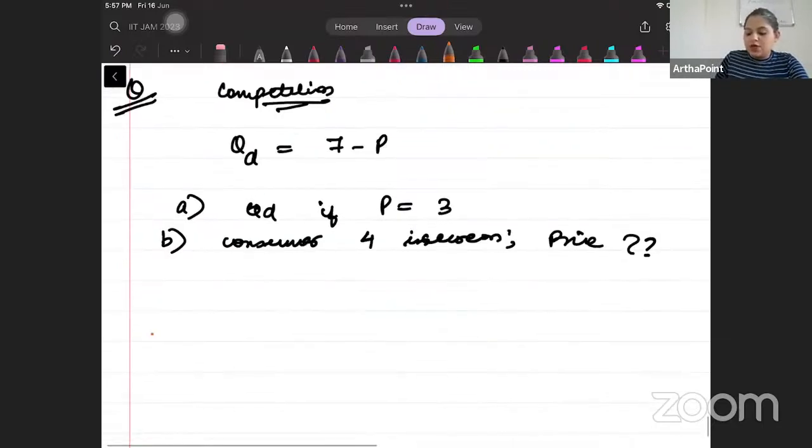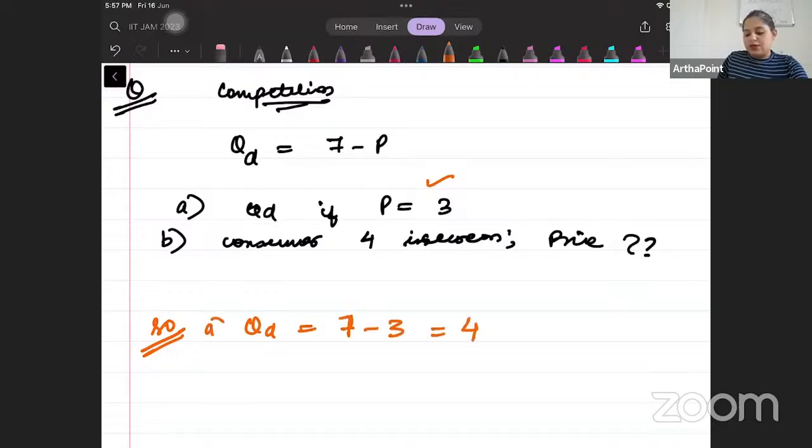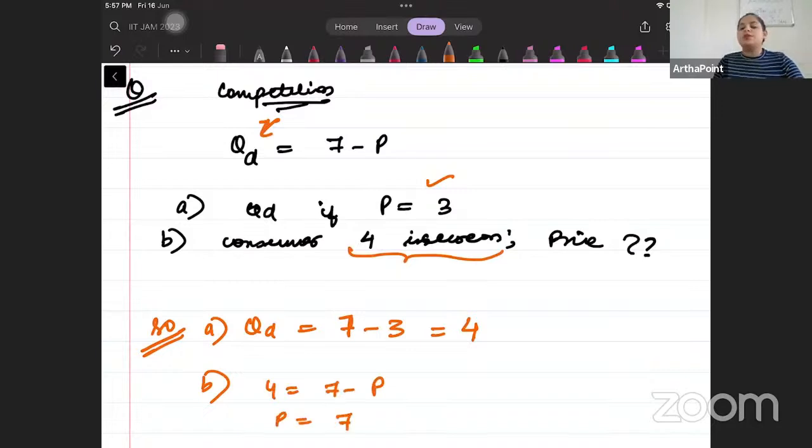Very simple. So if price is 3, how much ice cream can you demand? 7 minus 3, which is 4. That's the A part. Second part: if the consumer is demanding 4 ice creams, so QD is 4. So 4 will be 7 minus P. So P will be 7 minus 4, which will be 3. That is the answer to this question.